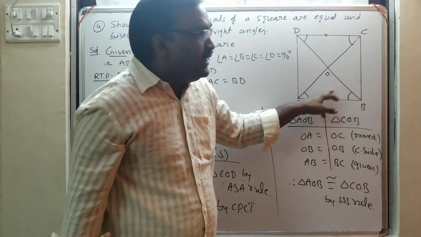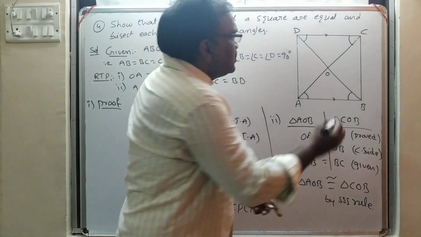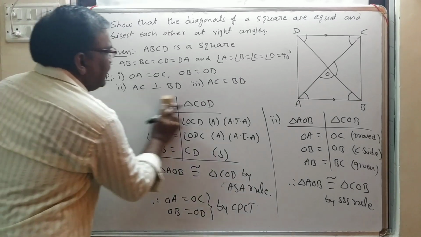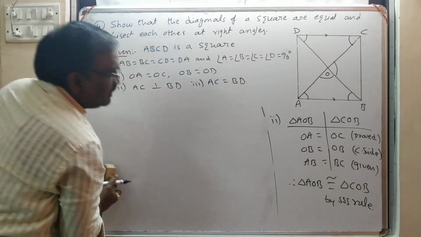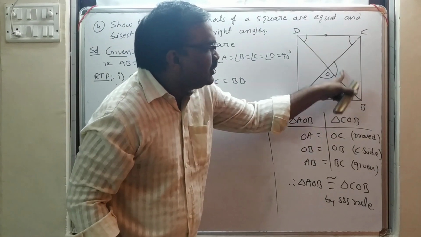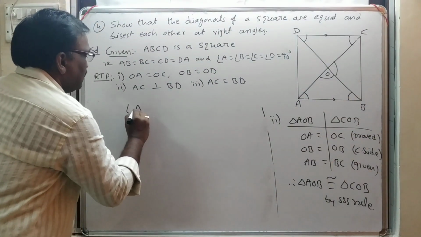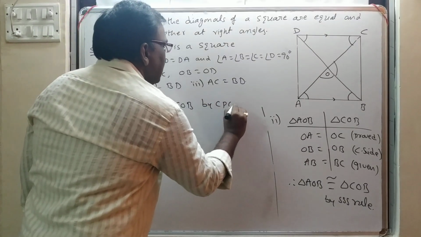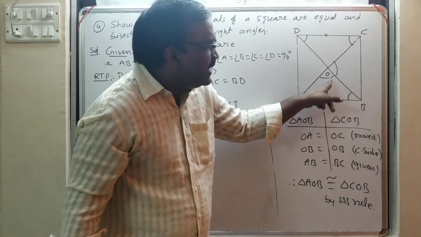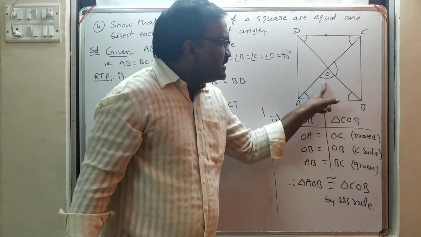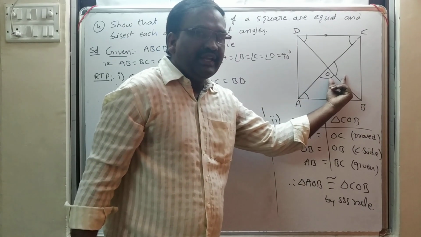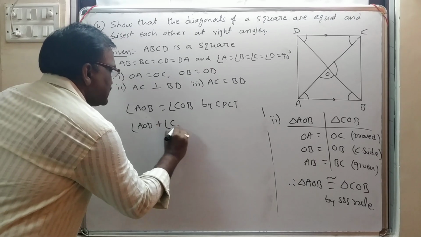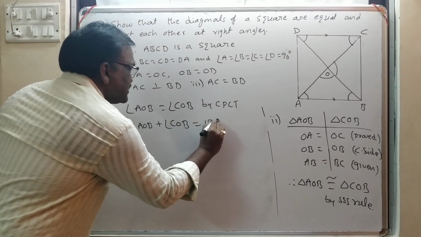Once the triangles are congruent, their corresponding parts are equal. So what about these two angles? These two angles are equal. Their corresponding angles are equal. So angle AOB is equal to angle COB by CPCT. But sum of these two angles how much? This is a linear pair of angles. Sum is 180 degrees. So angle AOB plus angle COB is 180 degrees.